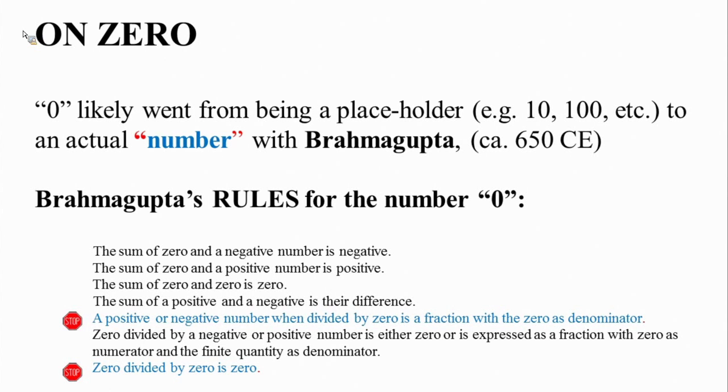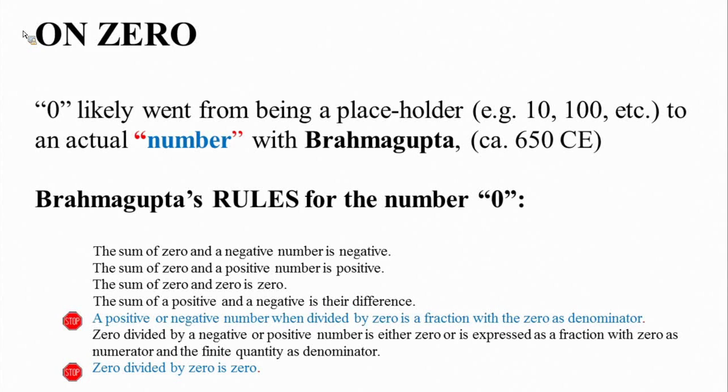So it went from being a placeholder to a number, we think, with Brahmagupta, about 650 of the current era. He actually devised rules for the number 0, which is kind of interesting rules. Basically standard rules. Sum of 0 and a negative number is negative. Sum of 0 and a positive number is positive. Sum of 0 and 0 is 0.